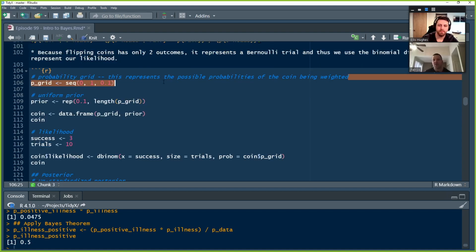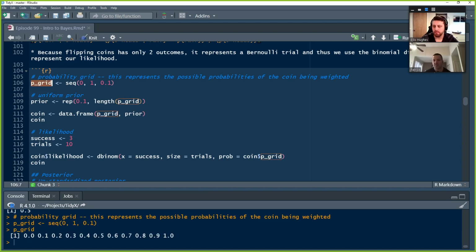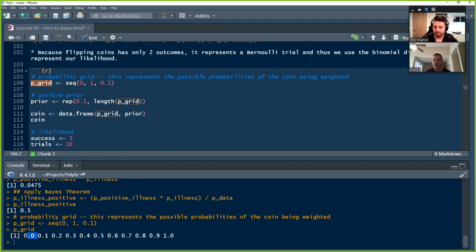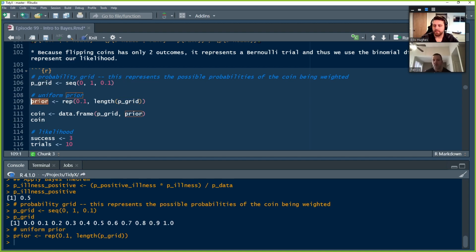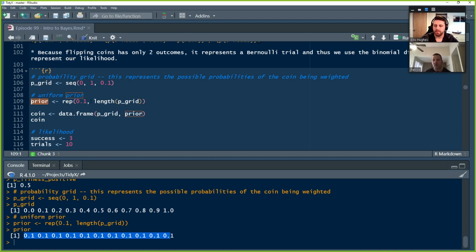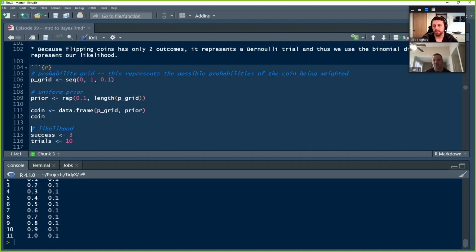The first thing I'm going to do is set up this probability grid. I'm going to create a sequence of numbers from 0 to 1 in 0.1 increments. These are the probabilities of this coin being a biased coin. And we're going to set up a uniform prior. Basically we're saying every one of those possible outcomes is equally potentially the true weighting of the coin. So we're going to give each one of them 0.1 so that they sum to 1 and obey a probability distribution. And then we put them together in a data frame called coin.